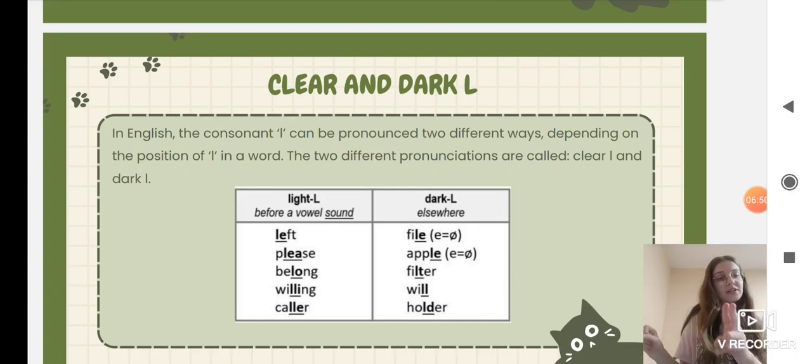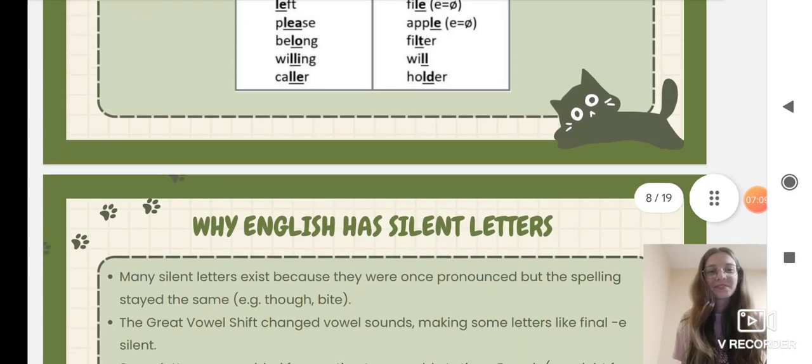As you can see in those examples, the last letter E is silent, so L is kind of at the end of the word. Also, we have filter, will, and holder as dark L examples.